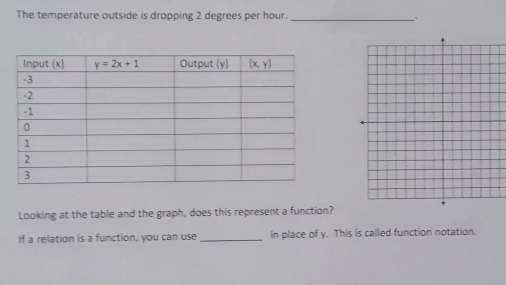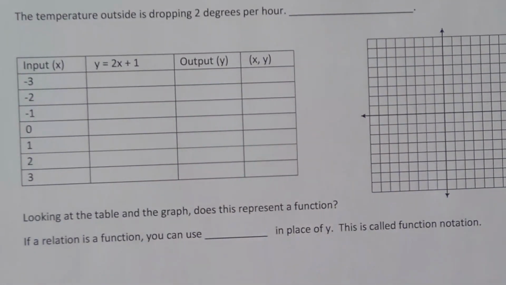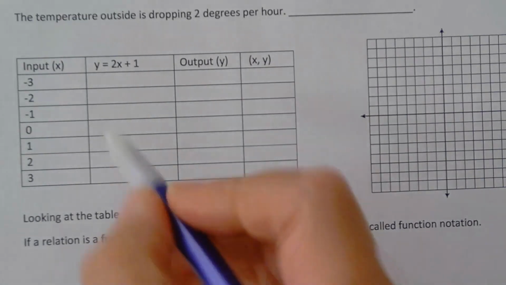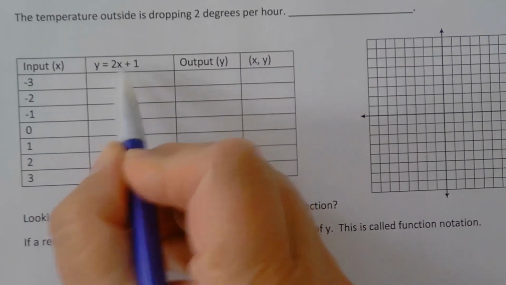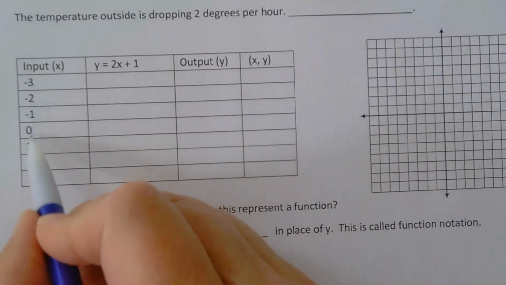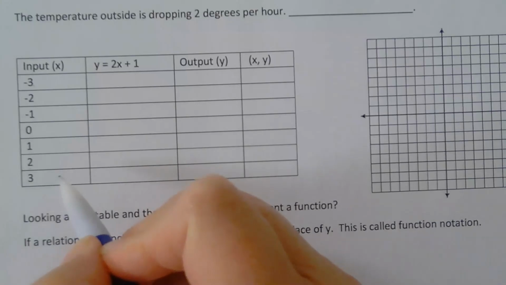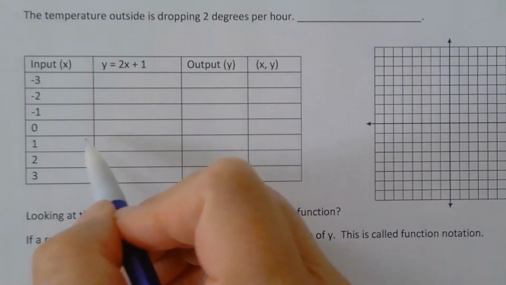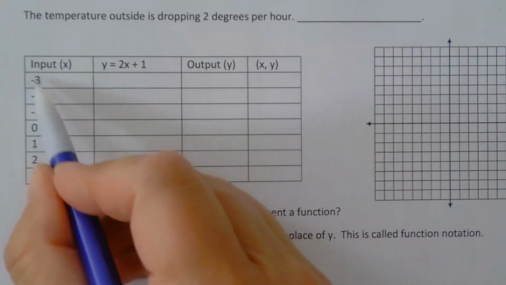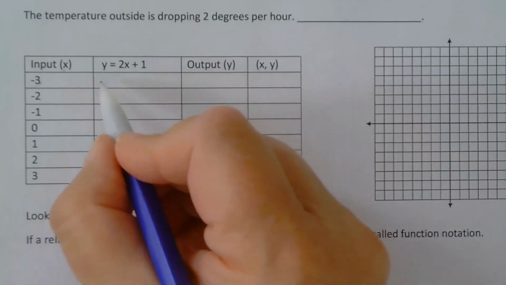Let's look at this next idea about building a table based off of inputs and outputs. So let's go through and fill in the table about what happens when you use this equation and you use these numbers for inputs. So let's start off here and put these numbers in place of x.